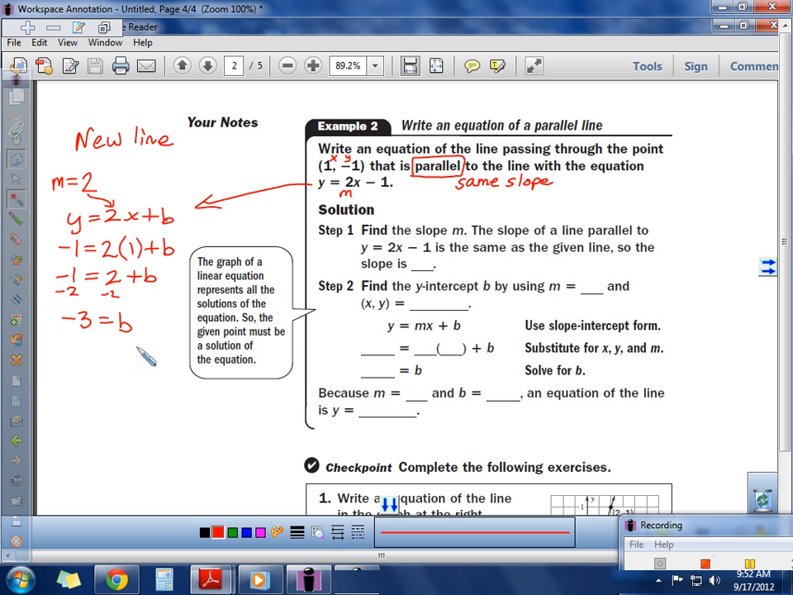Unfortunately, this is where a lot of people quit. They think, hey, I solved for b. I'm good. I'm done. But that's a mistake. You got to plug it in. But plug it in where? Where do I plug it in? Oh, that needs to plug in right there.